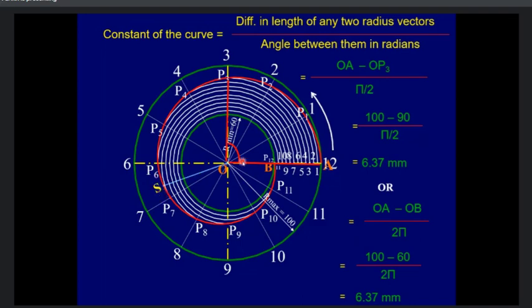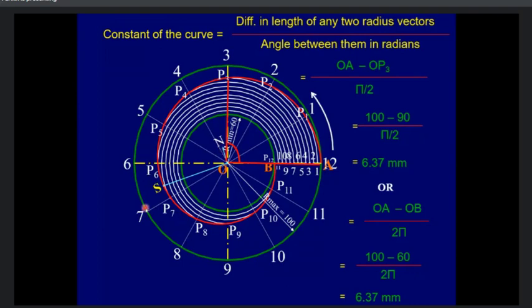Now draw a perpendicular line from point O to OS. You have to make a line perpendicular to OS, of how many mm? Equal to the constant of the curve. So the constant of the curve is 6.37 mm. I will make a line here. You can see this line, that is ON, which is equal to 6.37 mm. Now connect N and S.